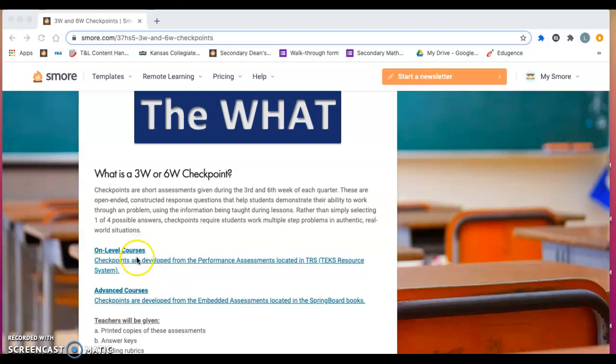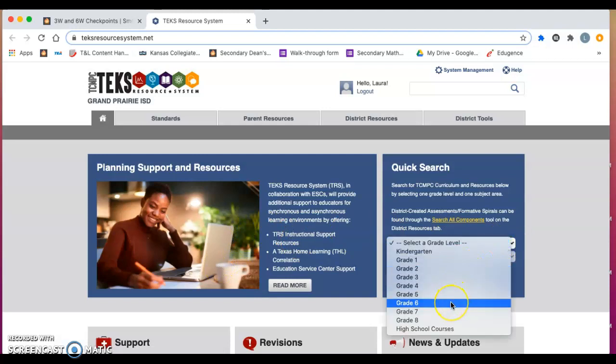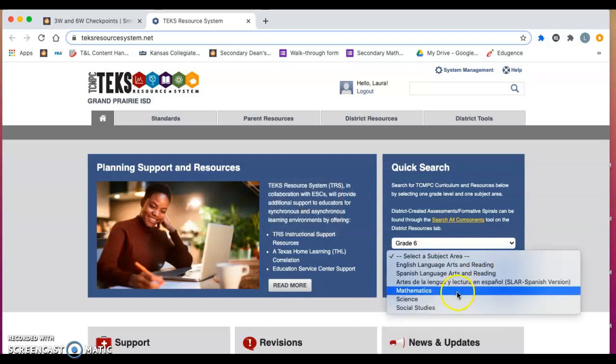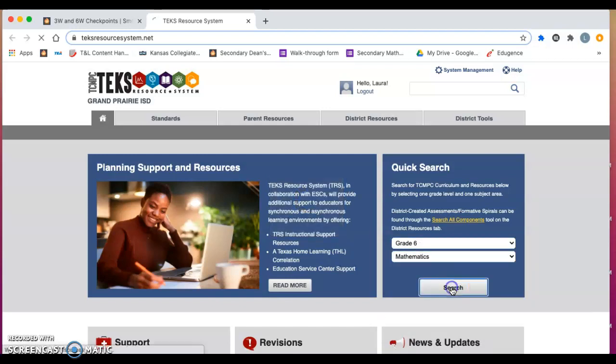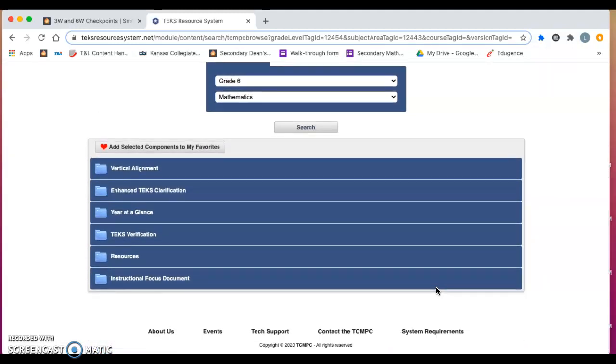So what I want to do now is click the on-level courses, and that link in the SMORE takes you directly to TRS. So once you've logged into TRS, you're going to pick your grade level. I'm going to pick grade 6 and your subject area, which is mathematics. Then click search. We're going to scroll down, and where you're going to find the performance assessments is right here in the instructional focus document.